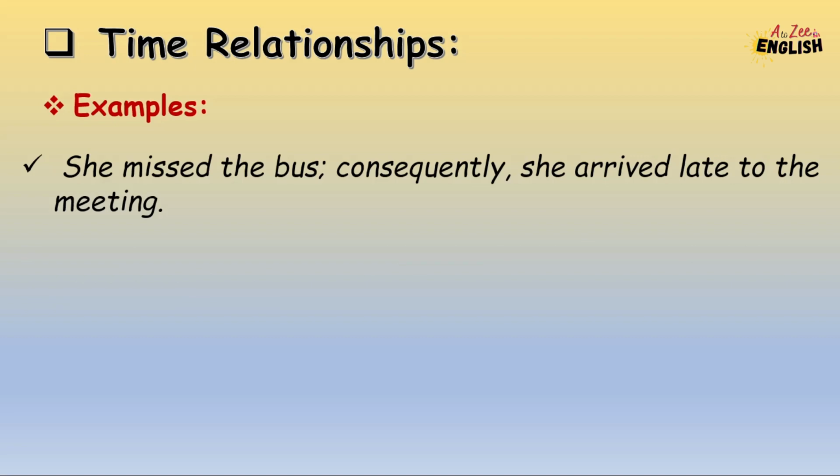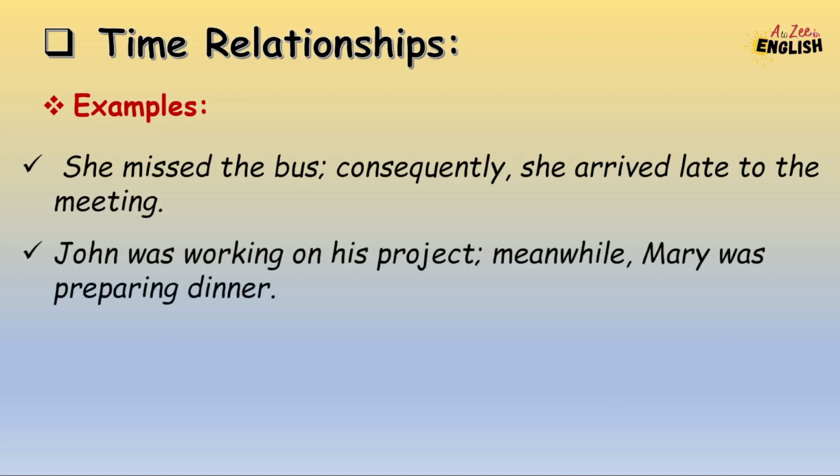Next example is: John was working on his project. Meanwhile, Mary was preparing dinner. Here, meanwhile is employed to indicate that the actions of John and Mary are happening concurrently, but independently of each other.